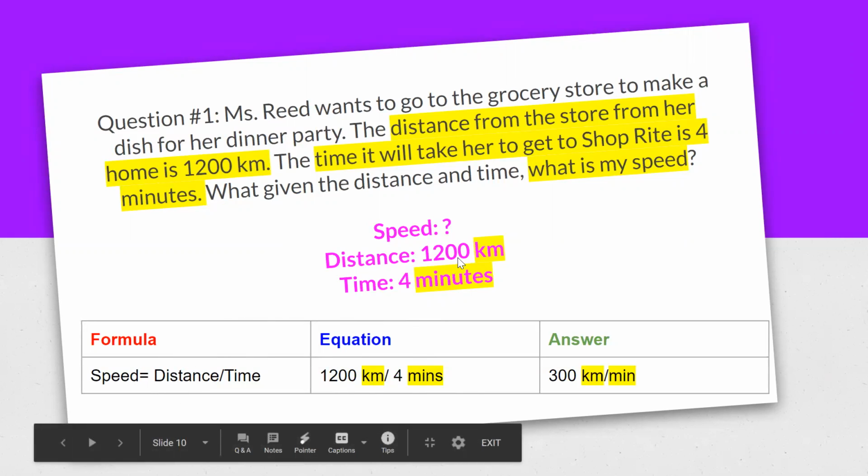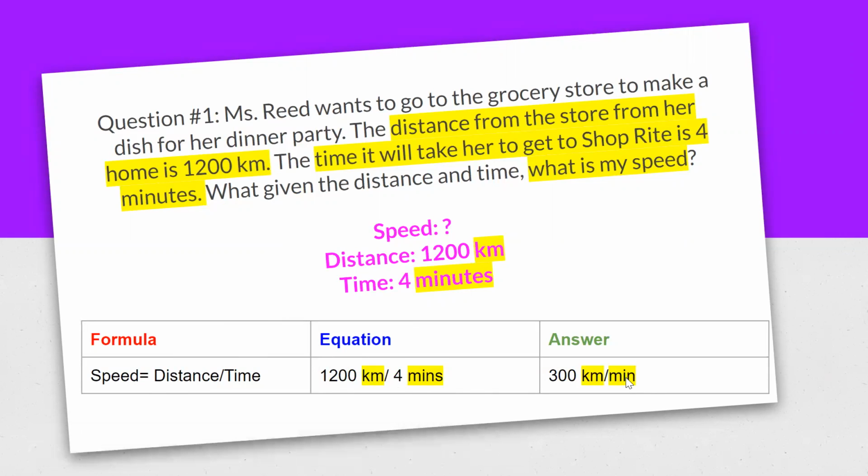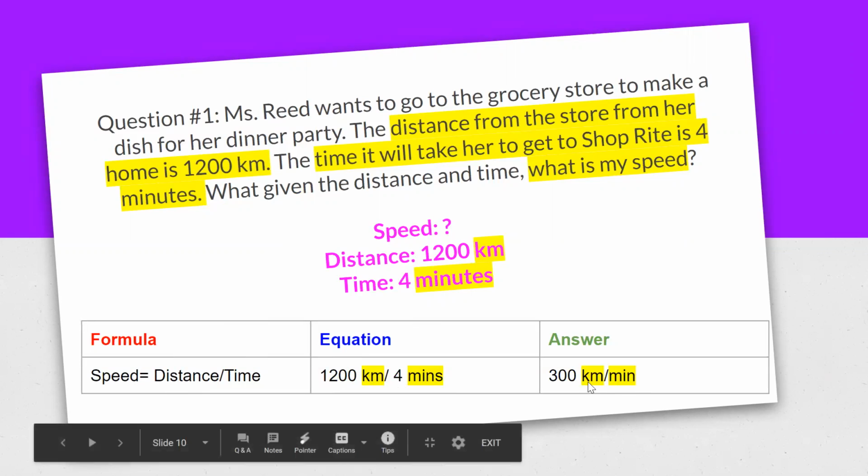So in your equation, you plugged in for distance. We substituted distance. Our distance was 1,200 kilometers, so we put 1,200 kilometers in the place of distance. Divided by, we kept our divided by sign. And then we substituted for time, 4 minutes. So we all can do that in our heads. 1,200 kilometers divided by 4. So 1,200 divided by 4 is 300 kilometers per minute. So I'm traveling at a speed of 300 kilometers per minute.